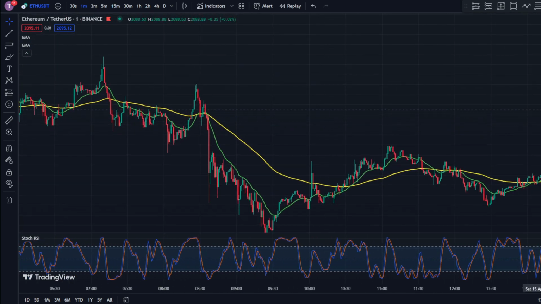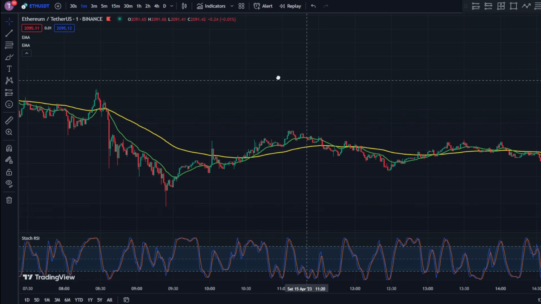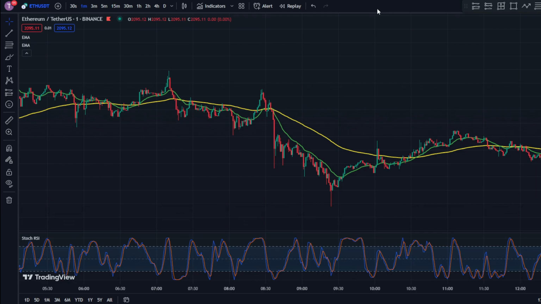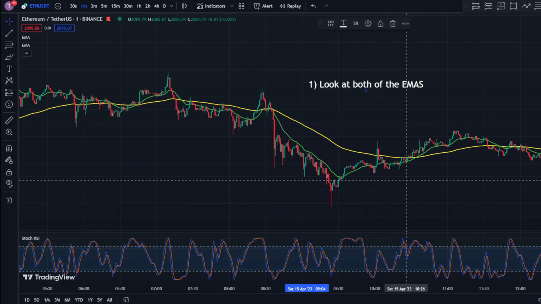So for this strategy, it's very simple. We'll be trading on the 1 minute time frame, and I'll be using the Ethereum chart as a way to show you guys how the strategy works. So for this, it's very simple. We'll be looking at two steps. The first step is to look at both of the EMAs. So in this case, that is your first step. You want to look at both of the EMAs.